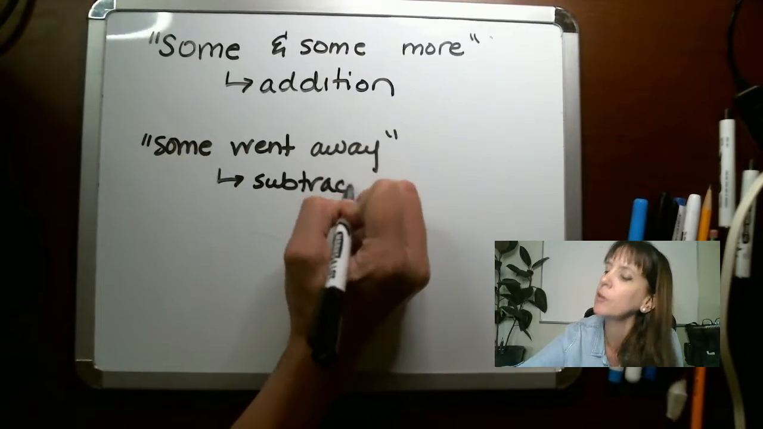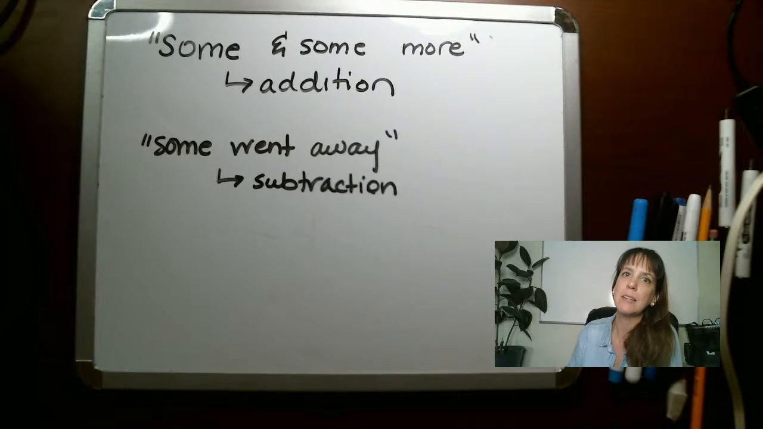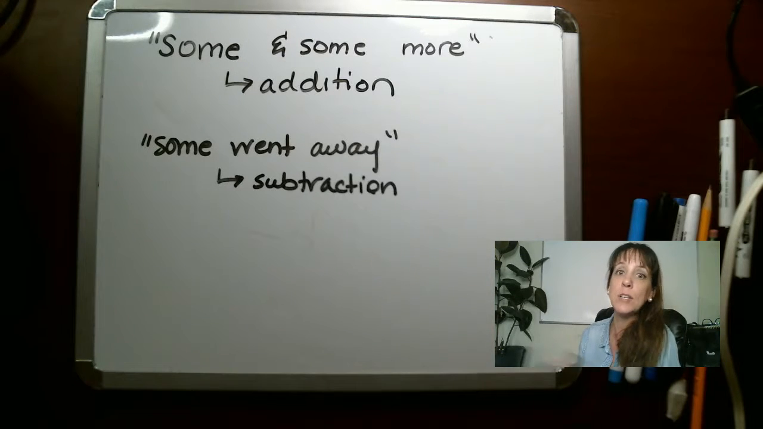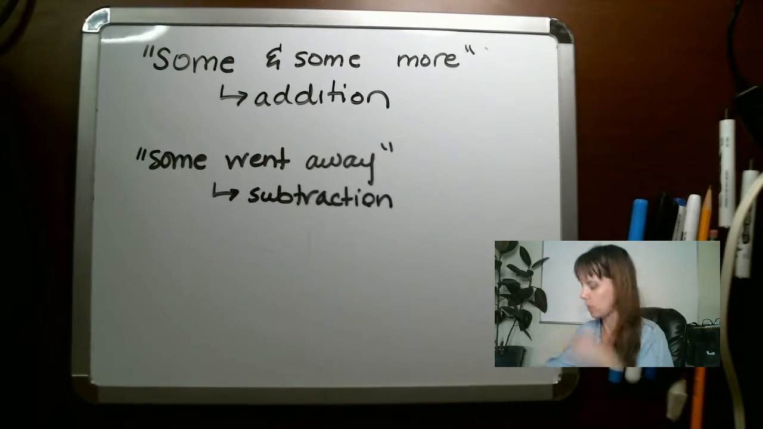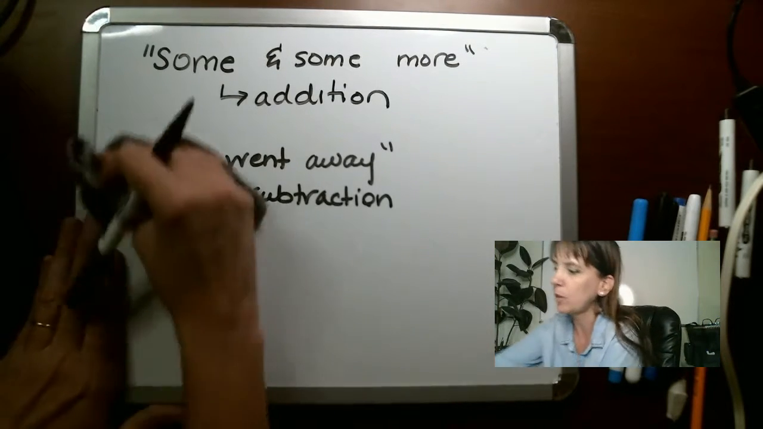So basically what you're going to be doing on each of these word problems is asking yourself, is it some and some more, or is it some went away? Okay, some and some more, or some went away. Let's take a look at the example here. Example number 1 on page 49.